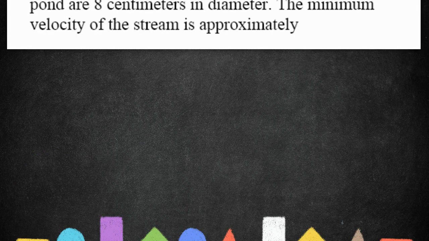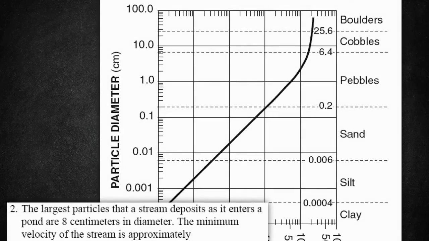Second question: the largest particles that a stream deposits as it enters a pond are 8 centimeters in diameter. The minimum velocity of the stream is approximately. So notice we're given the size of the particles now and where to find the velocity. If it's 8 centimeters in diameter, that's going to be right there. Remember, these numbers count by ones: 1, 2, 3, 4, 5, 6, 7, 8, between 1 and 10. We go over to the line. What size pieces do we see?